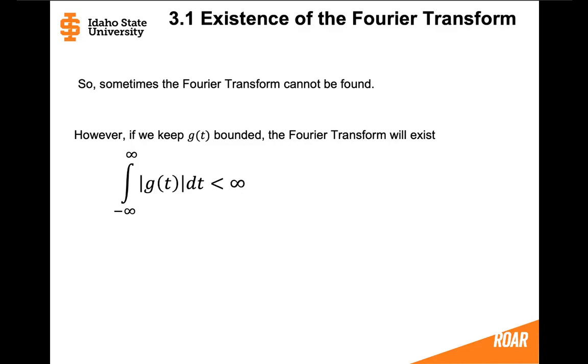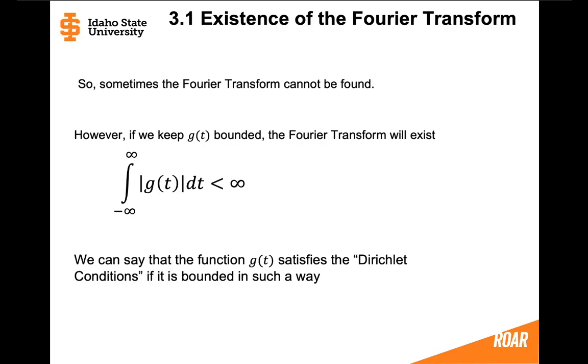However, we can guarantee that the Fourier transform will exist if our time domain signal satisfies this expression. So if the absolute value of our time domain signal when integrated from minus infinity to infinity is less than infinity, we can guarantee that the Fourier transform will exist for that time domain signal. And if this condition above is satisfied, we can say that the time domain signal g(t) satisfies the Dirichlet conditions.